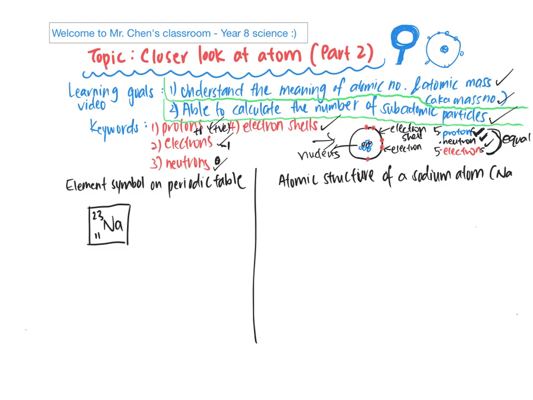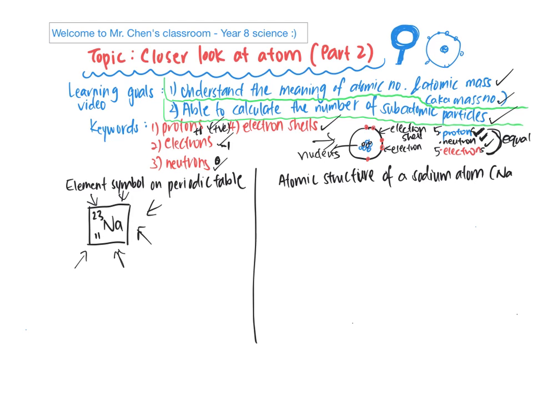So let's introduce you to the element symbol on the periodic table, and also talk about what those numbers mean. If you look at your periodic table, this is sodium, Na, right here. Sodium is one of the two major elements that make up your table salt. So what does the number on the side mean? You see them all the time in your periodic table.